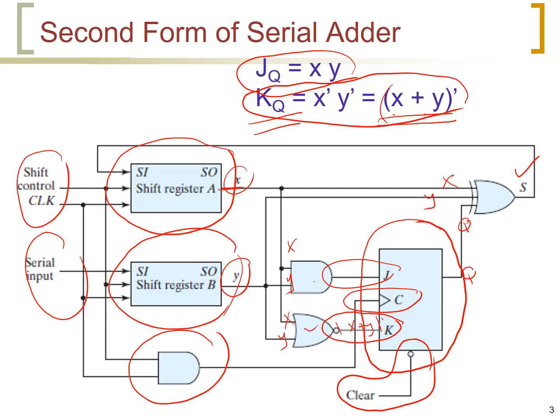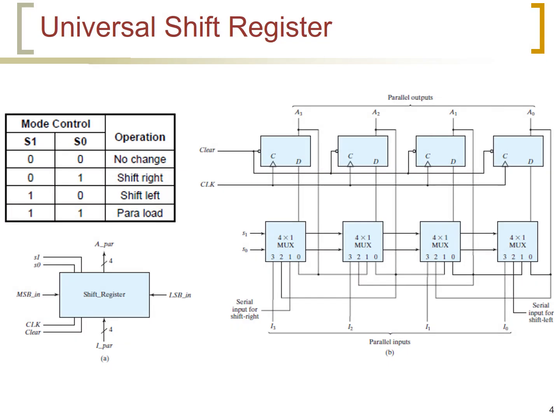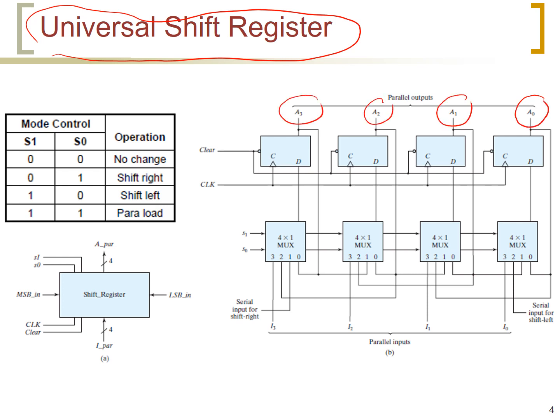Now we move on to the universal shift register. A universal shift register is a register that can be used in a number of cases, as we will describe in this diagram here. Let us look at the register. Now, we consider a 4-bit shift register, so it has 4 flip-flops, A0, A1, A2, and A3, and these can be the parallel outputs of the shift register.